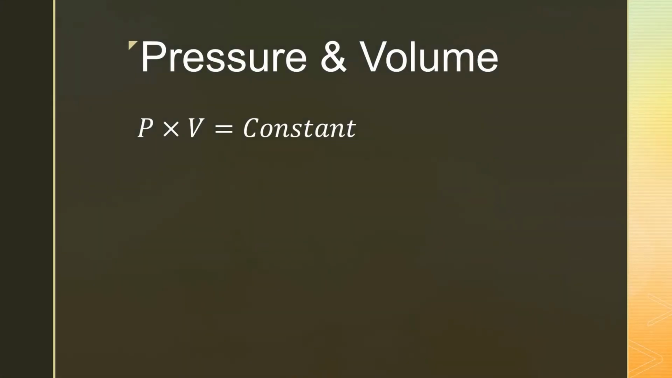So how is this statement going to help us? Well, if PV is a constant, let's do a little bit of maths with this. I'm going to call that constant K. So I've got here that PV is equal to K, and I'm going to rearrange this. I'm going to divide by V, and I'm going to get P is equal to K over V.